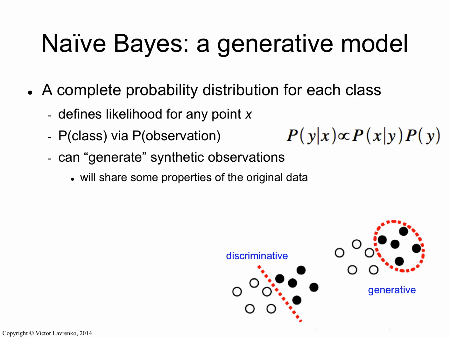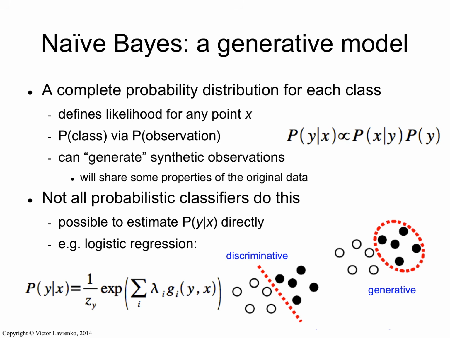So note that, sometimes people mistake generative classifiers for probabilistic classifiers. Certainly all generative classifiers are probabilistic. It's hard to construct one that is not. But not all probabilistic classifiers are generative.